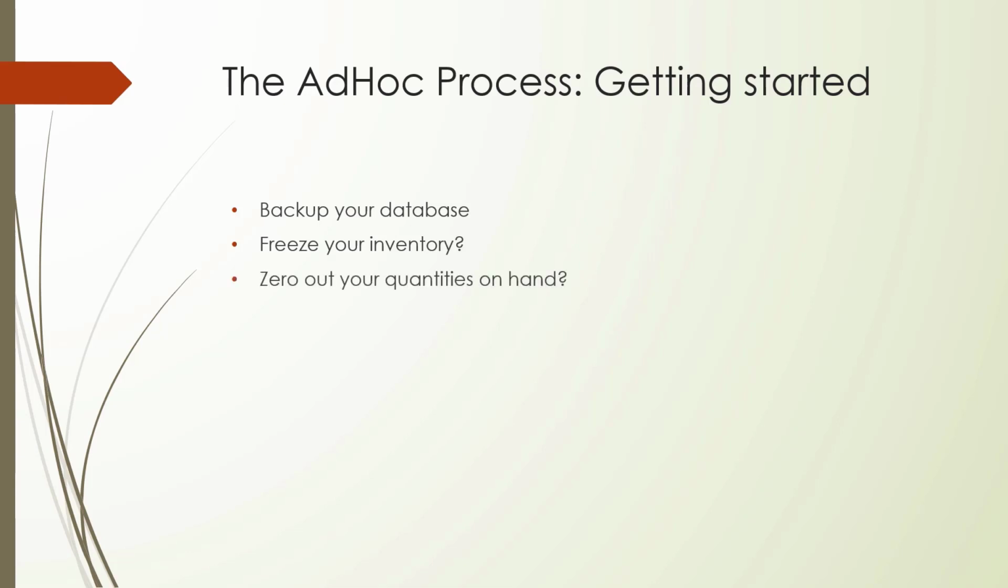If you're using the Append method, you'll need to zero out quantities on hand for either the entire store or by department. If you don't zero out your quantities on hand, then Booklog would add your scanned quantities to the existing ones and double your quantities on hand for each item.